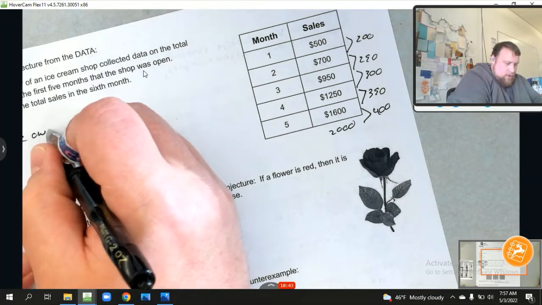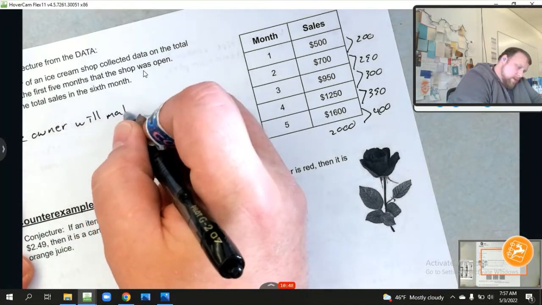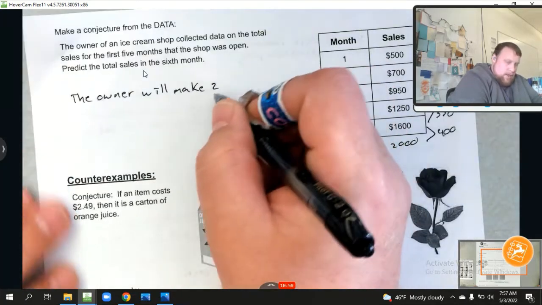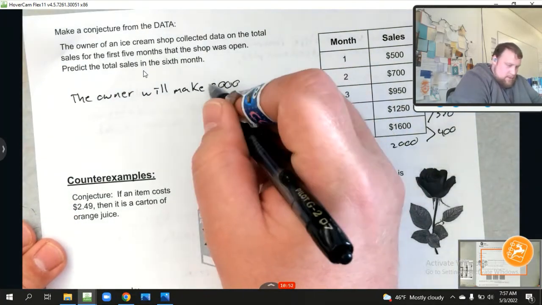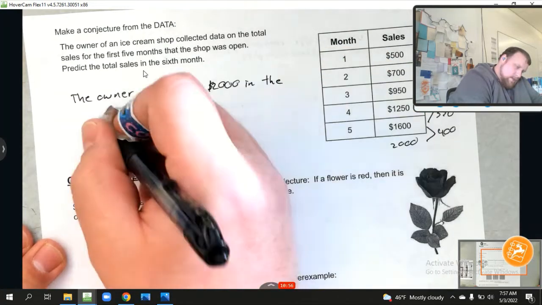So the owner will make, I can't see that all the way, $2,000 in the 6th month.